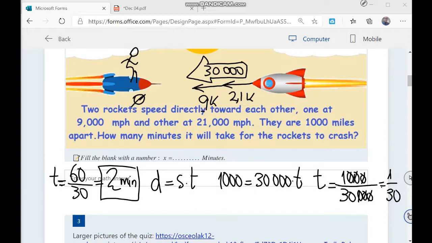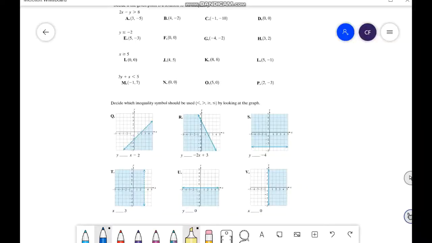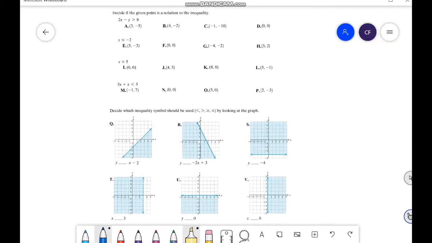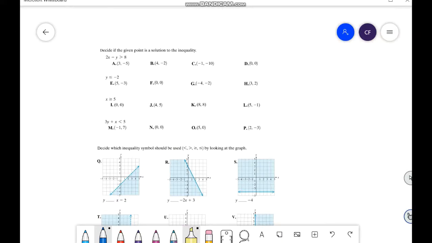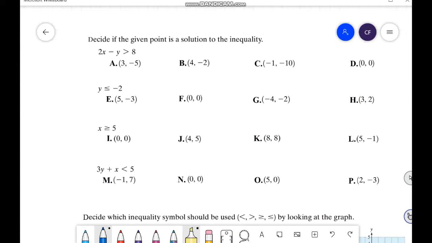Now let's work on our quiz. That's it, 2 minutes. The quiz is this one. I promise you this quiz is very simple, very straightforward. It's long because it has so many items, but the items are fast. You can answer fast. Let's get the first one. The first part is decide if the given point is a solution to the inequality.